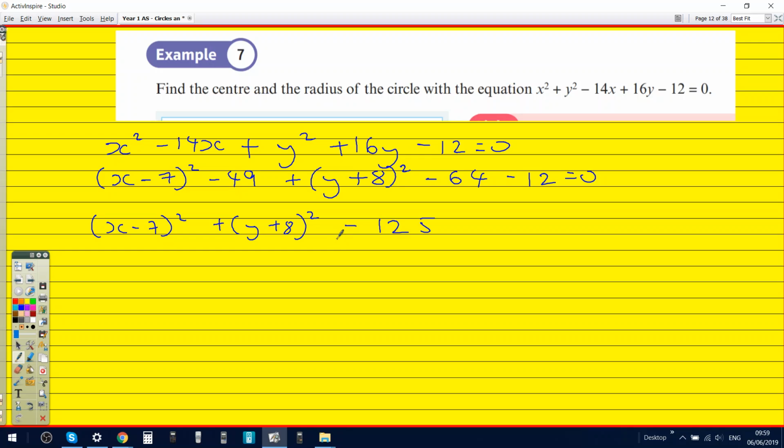Which means that we've got the center and radius. So the center is 7, minus 8. And the radius is root 125. I think that's 5 root 5, is it? Yeah. No problem.